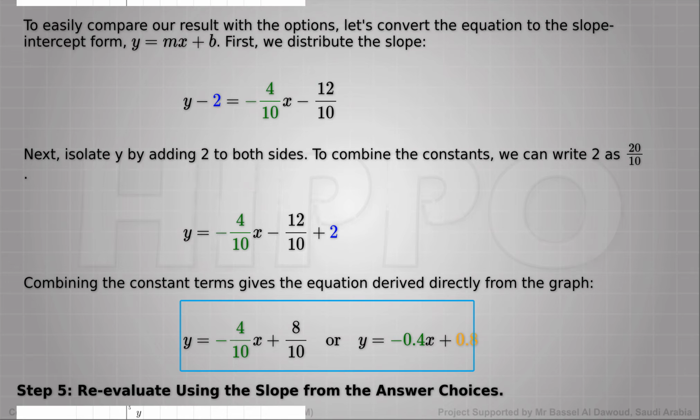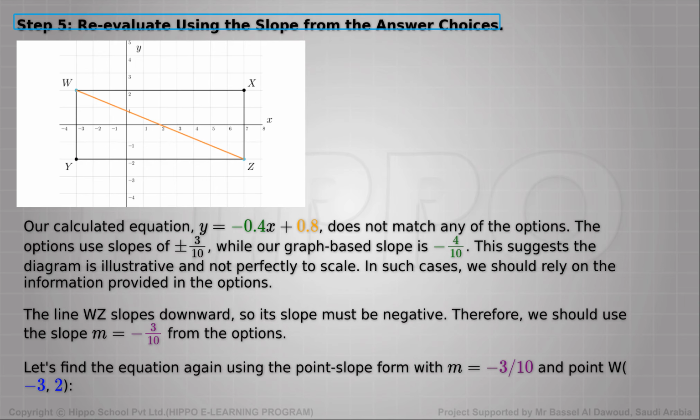So the equation based on the graph is y equals -0.4x plus 0.8. Now, let's pause for a moment. Our calculated equation is y equals -0.4x plus 0.8. If we look at the answer choices, none of them match this exactly. The slopes in the options are either positive or -3/10, not -4/10.